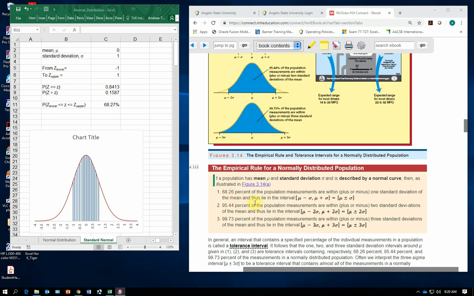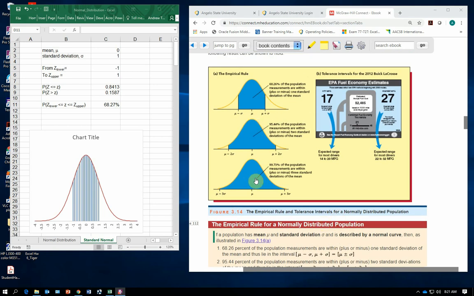In general, in a data set, 68% of the data will be within plus or minus one standard deviation. 95.44% of the population will be within plus or minus two standard deviations from the mean. And 99.73%, or basically all of it, will be within plus or minus three standard deviations. Now that's if the data is normally distributed. And here are some pictures of this.